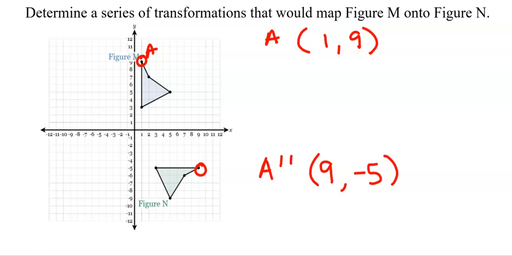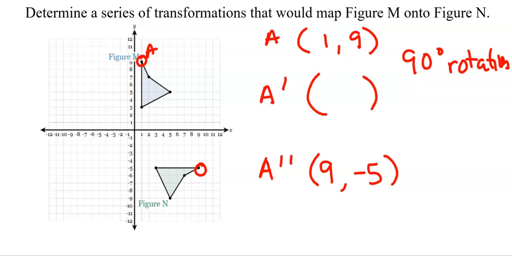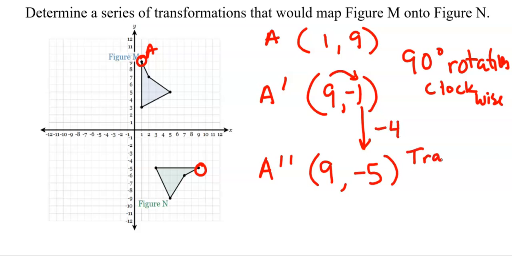So why don't we first start off with a 90-degree rotation. A 90-degree rotation is going to swap these coordinates, and I still want the 9 to be positive, so that means I'd have to go with a sign change with the 1. So that's going to be clockwise. And then it will become a -1. And then how does -1 become a -5? Well, I need to subtract 4. So that means I would need to translate 4 units down.